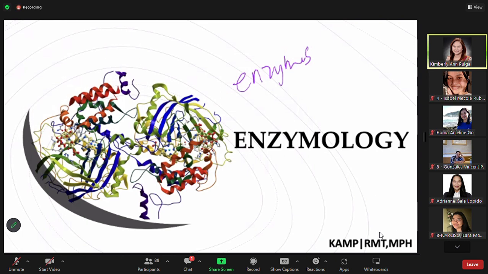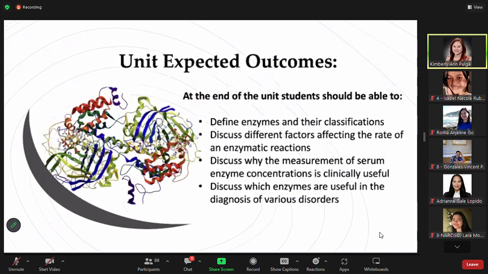Okay? So we have now here our unit expected outcomes. At the end of this topic, you are expected to be able to define the enzymes and their classifications. So mamaya, discuss natin yan. Discuss different factors affecting the rate of an enzymatic reaction because we have a lot of factors that could affect. And then discuss why the measurement of serum enzyme concentration is clinically useful.